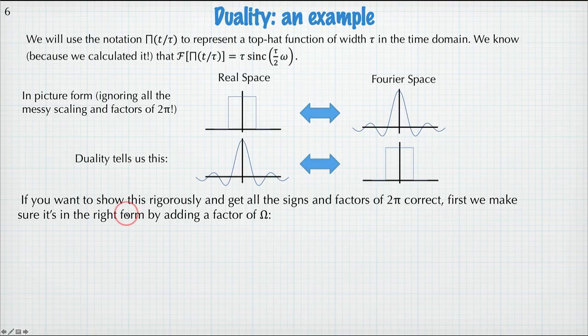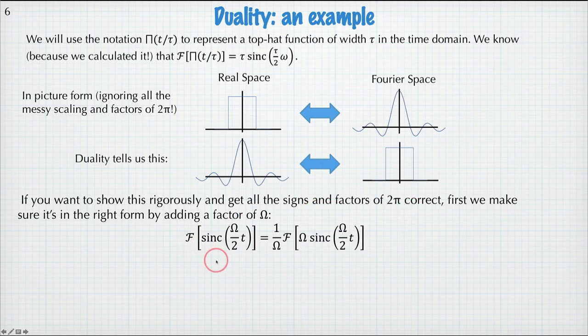We haven't formally computed that Fourier transform. We know that it's going to be a top hat function, but we don't know what the factors of 2 pi are going to do. So let's get that right using the duality principle. Let's take the Fourier transform of sinc of capital omega on 2 times t. Now we want to make this sinc function look exactly the same as we have it here, to make the duality function easy to use.